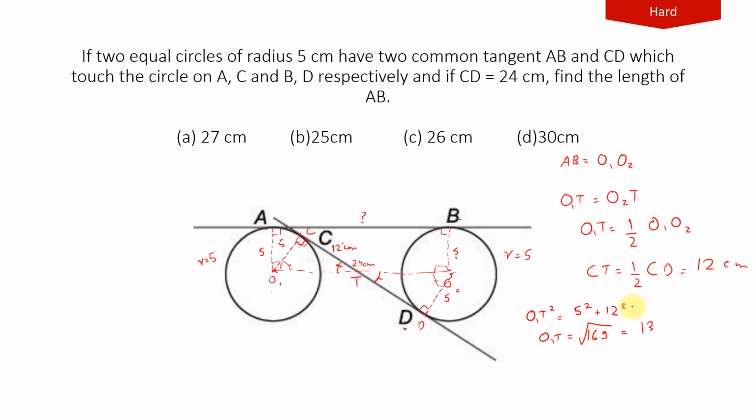So O1T is 13 centimeter. We want to find out O1O2, which is twice of this. So 26 centimeter. And this is the length of AB, which we wanted to find out.